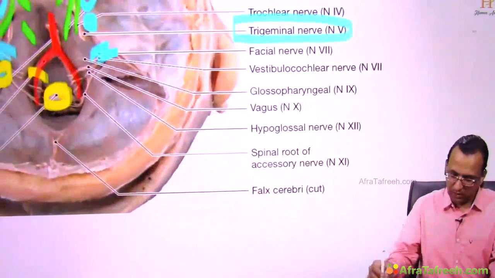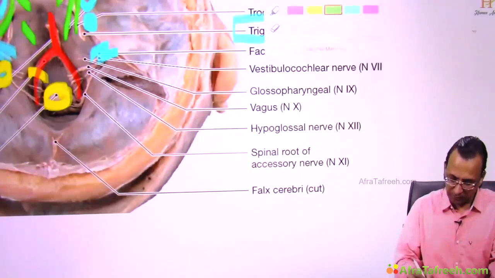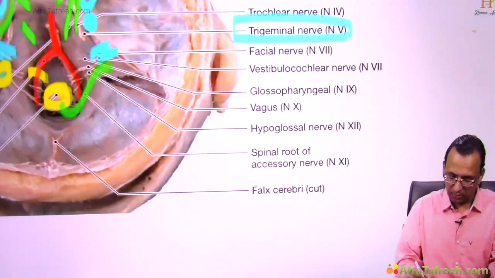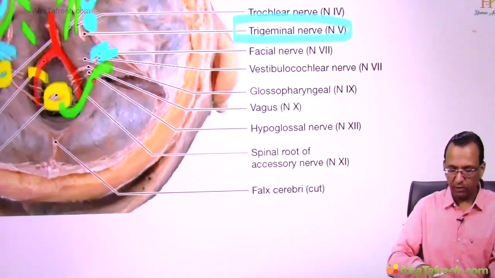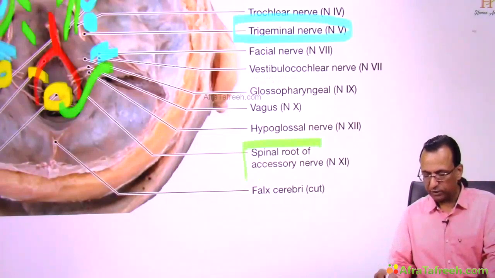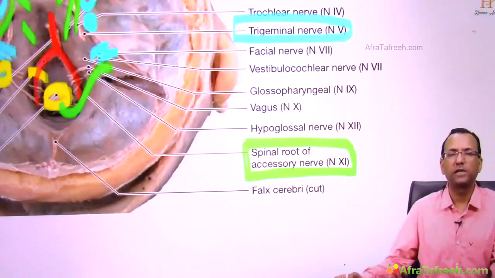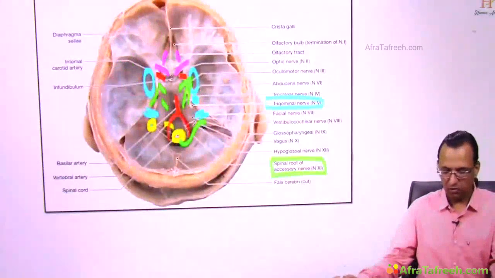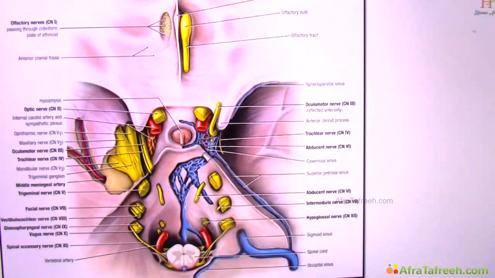There is a nerve which comes from the spinal cord, enters the cranial cavity and then exits the cranial cavity. Who is this nerve? That is called the spinal accessory nerve. Now let us have some good diagrams to discuss all that. Here, this is the diagram, the same diagram.